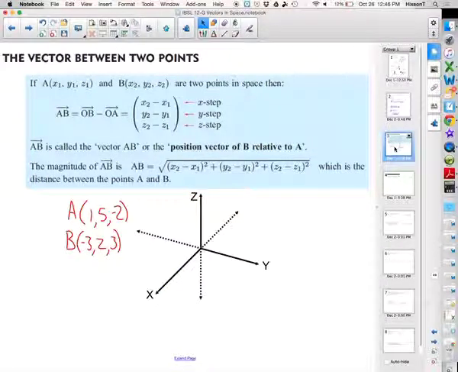Now, again, similar process. We already talked about this magnitude. But if we're trying to find the vector between 2 points, as we did when there were 2 dimensions, we take the coordinate of the point that we're going to and subtract the coordinate of the point we're coming from. It's just now we have a z coordinate that we have to incorporate as well.